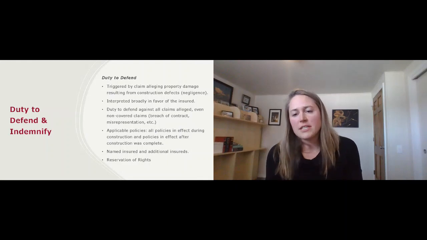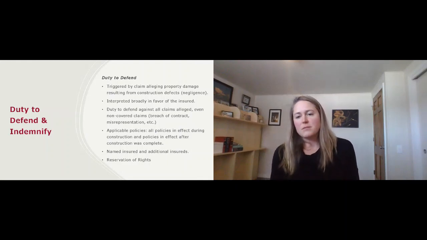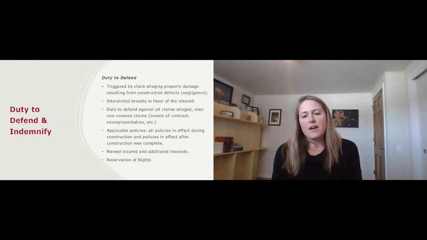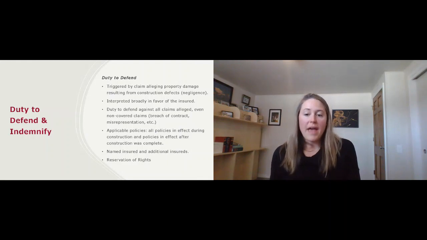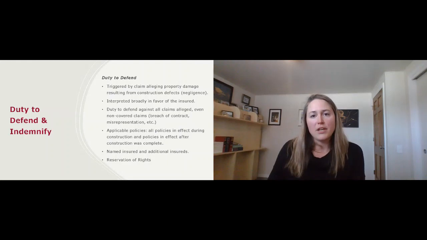And I think I've mentioned this a little bit, but just to be clear, the duty to defend typically means that your insurance carrier will appoint an attorney to represent you in the litigation, and then will pay for the cost of your defense, which would mean the attorney's fees, and then any expert costs or court costs, and you would be paying your deductible for that.